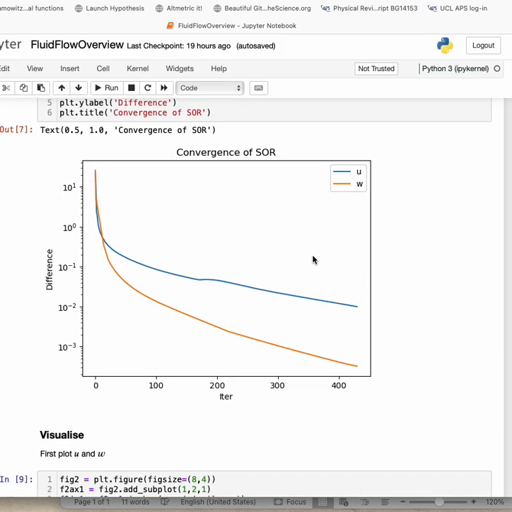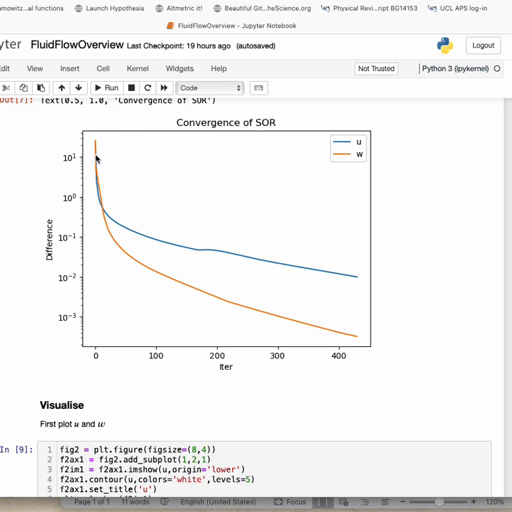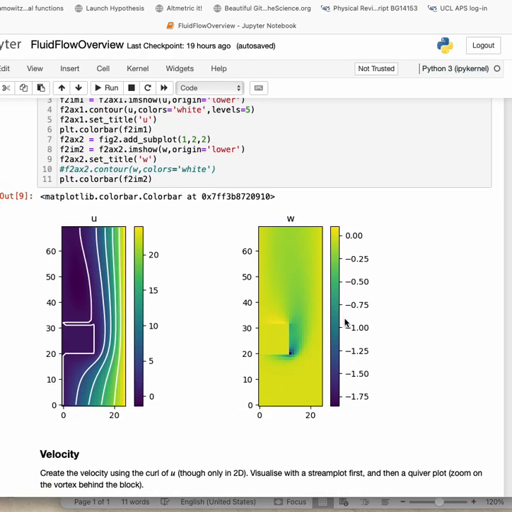Of course, we're then going to look at how the successive over-relaxation converges. Here's the difference over time, rapid initially and then slow further. We can plot u and w, so we're plotting these both with imshow and, in the case of u, with contours. Again, we can see where the block is.